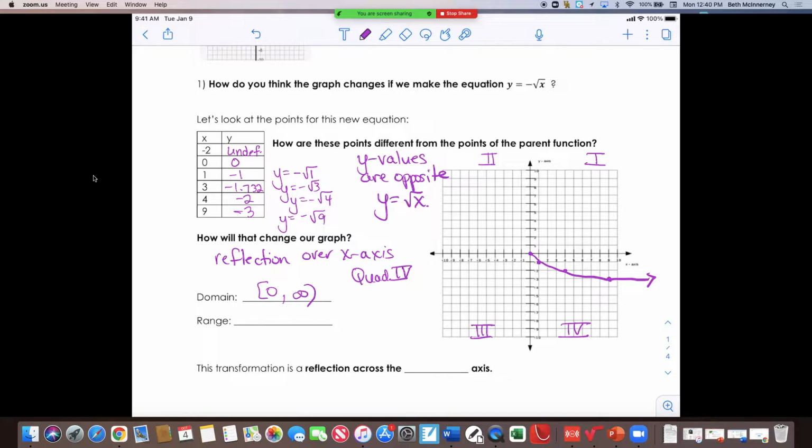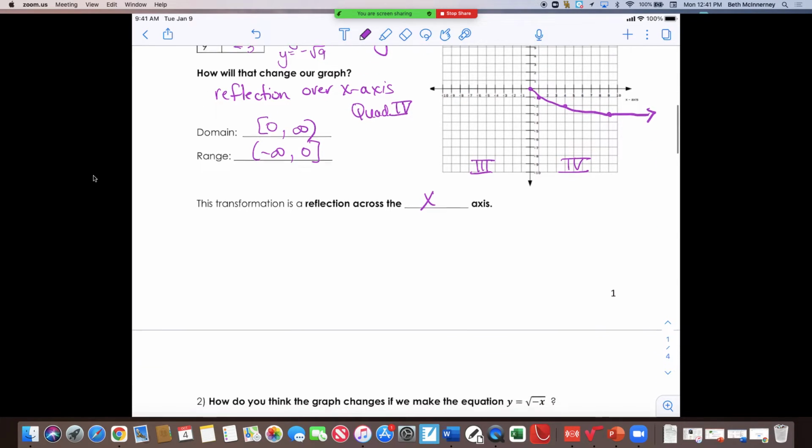So when we write an interval notation, the smaller number always comes first. Doesn't this make sense? Because what we wrote down is the y values are the opposites. So instead of 0 to infinity, it's 0 that went down to negative infinity. But then we're just going to put it in the proper order. So this transformation is a reflection across the x-axis. All right, let's keep going.